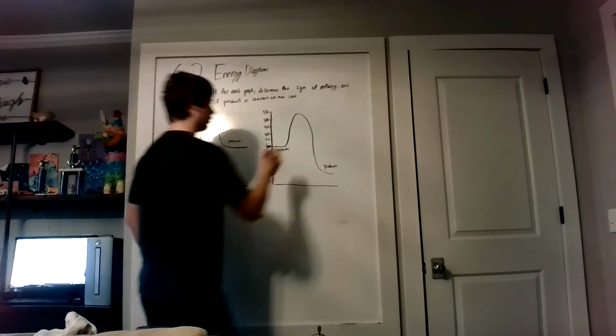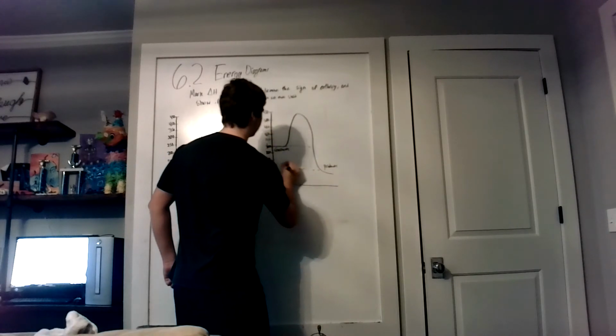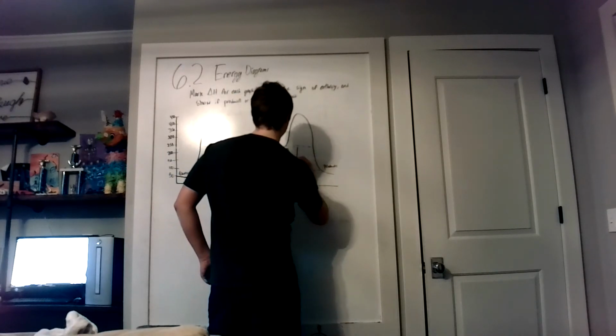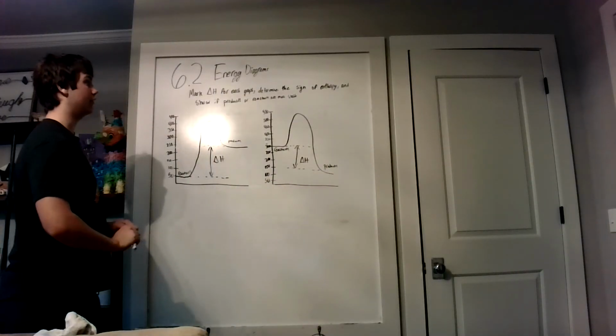And we'll do the same for over here. We go to the Y value of the reactants, the Y value of the products, and we have our delta H. So now we have to determine the sign of enthalpy.